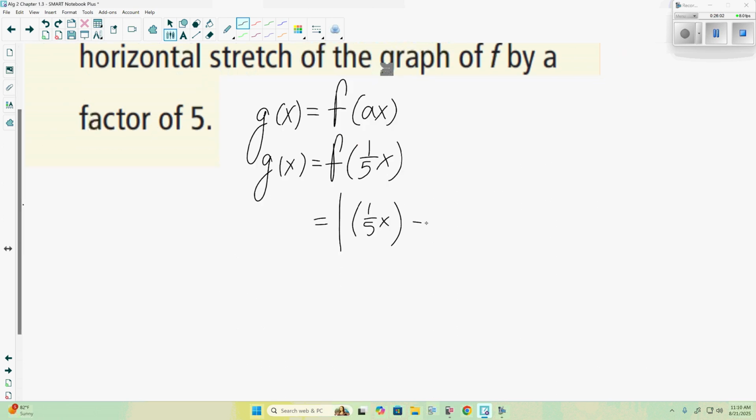Minus 1. And we can plug it in. We can replace every x in the function with 1/5 x. We don't really need those parentheses anymore.